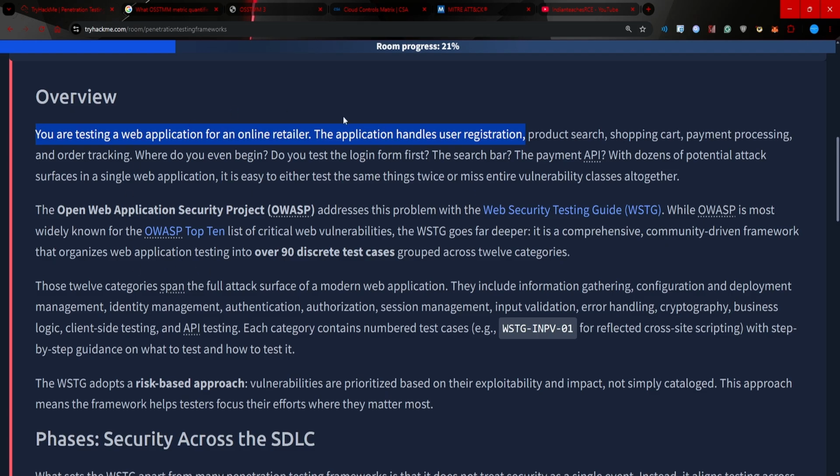I think we should read this one because web application pen testing is harder than pen testing for Active Directory or privilege escalation. Web apps are much harder.